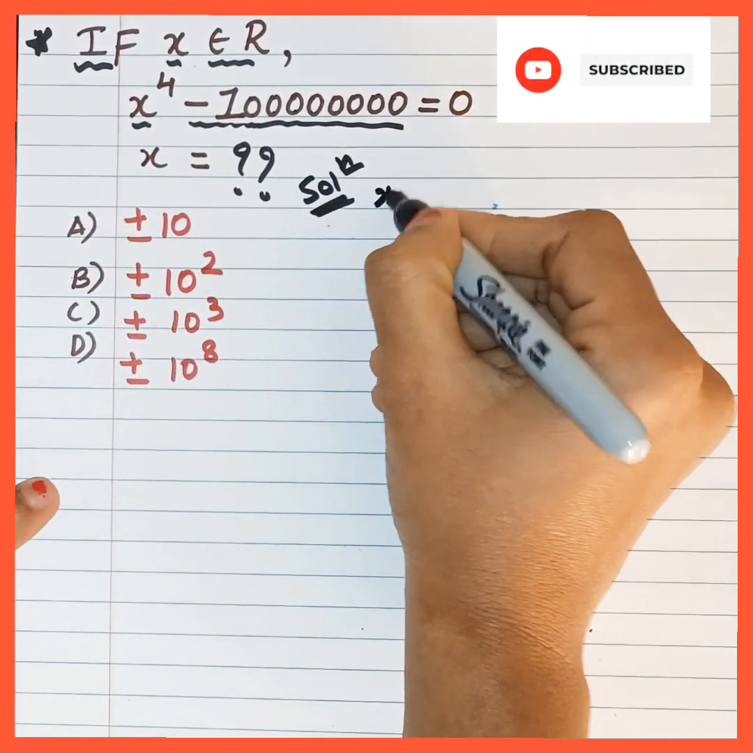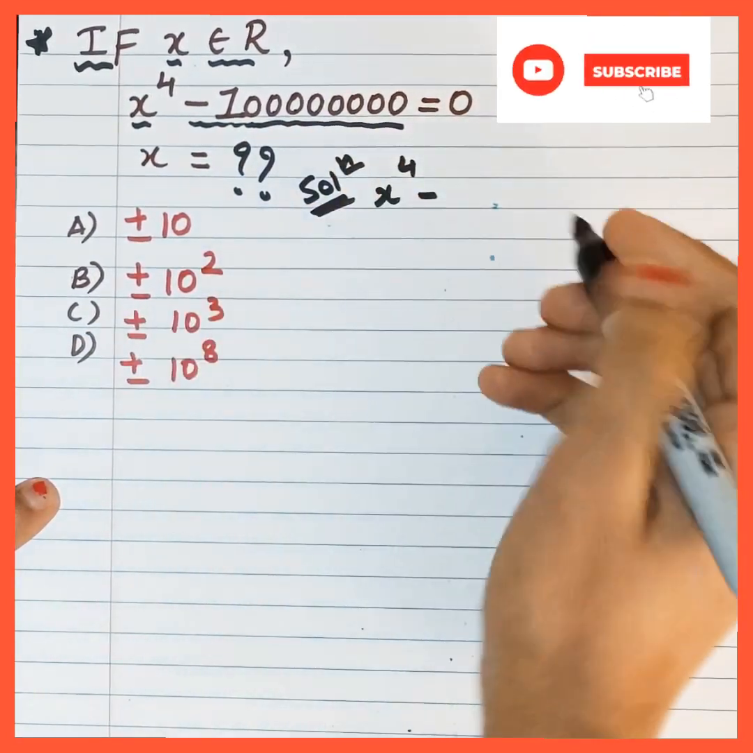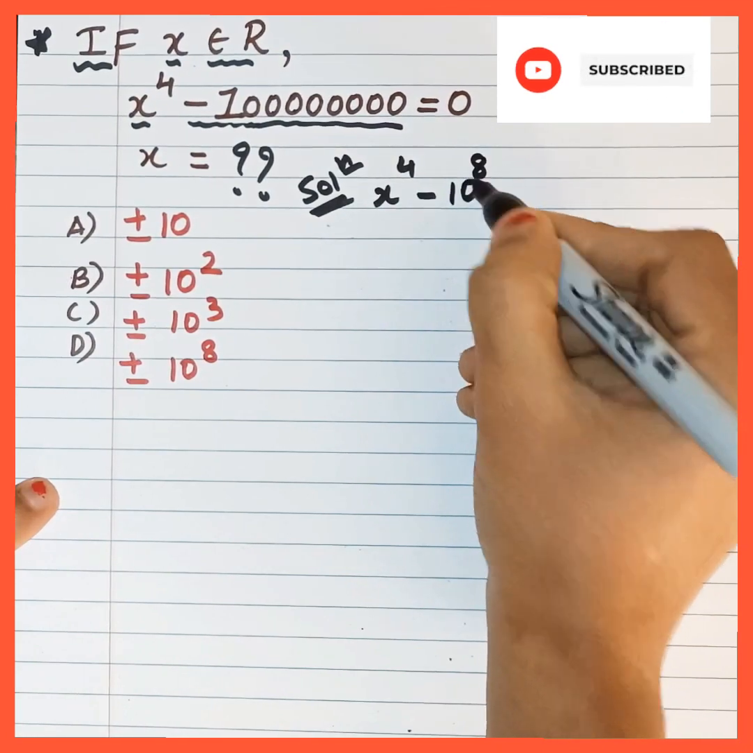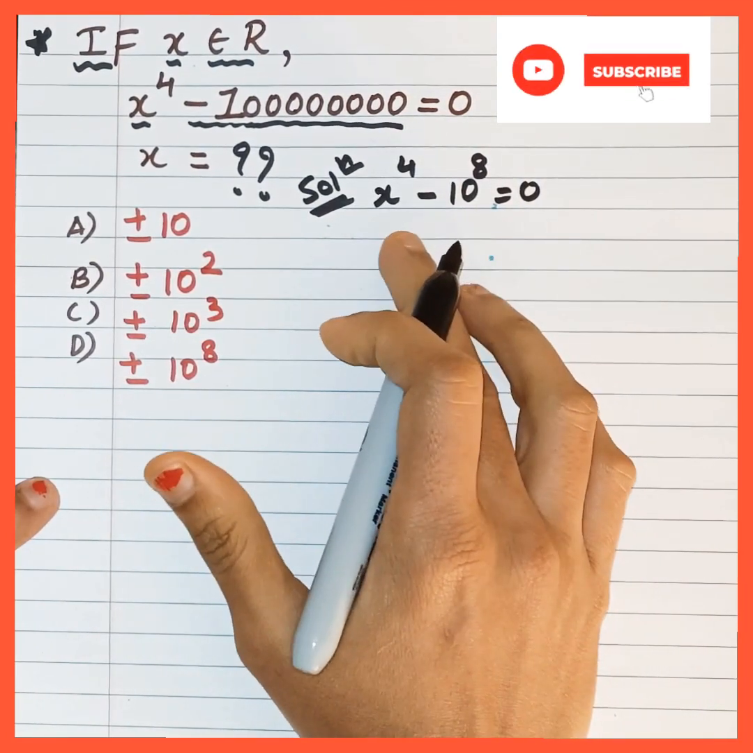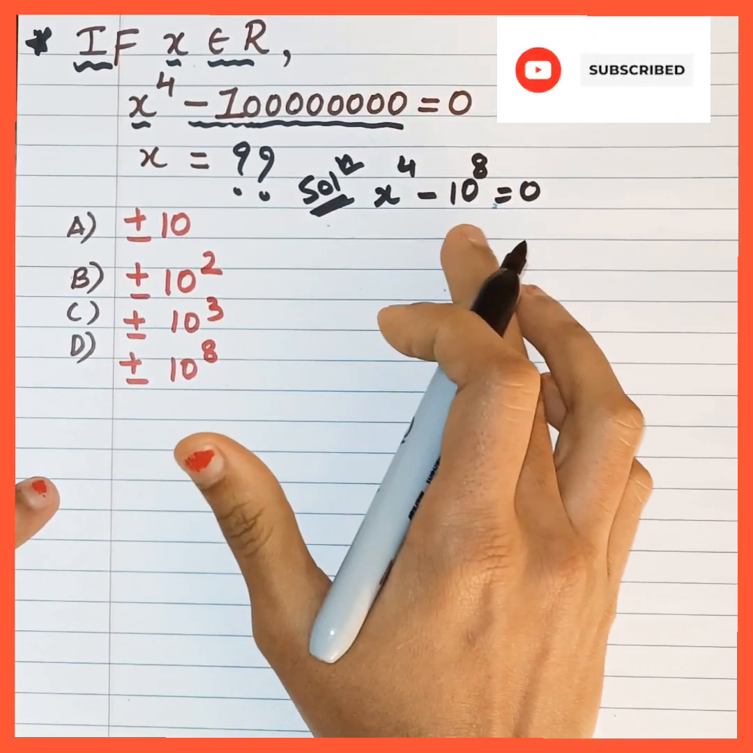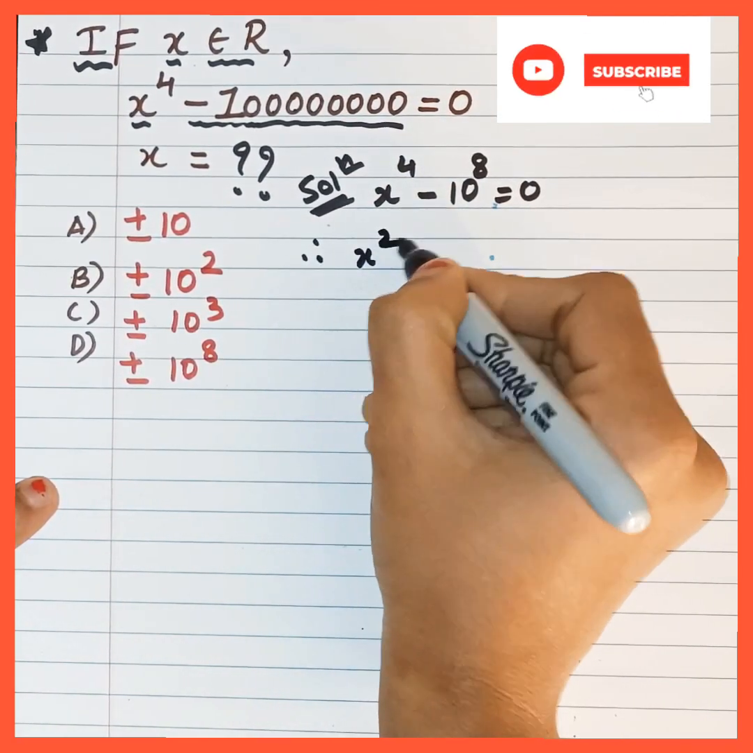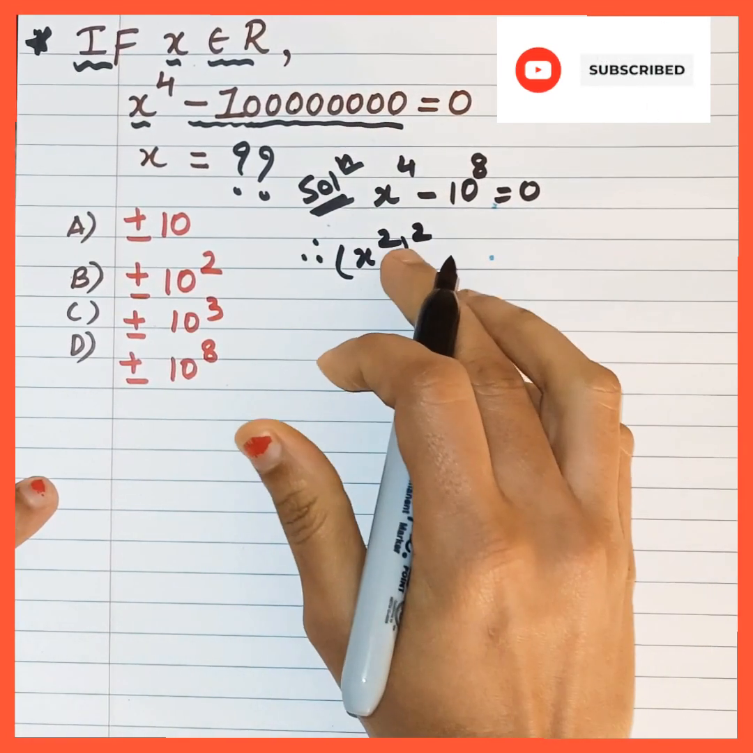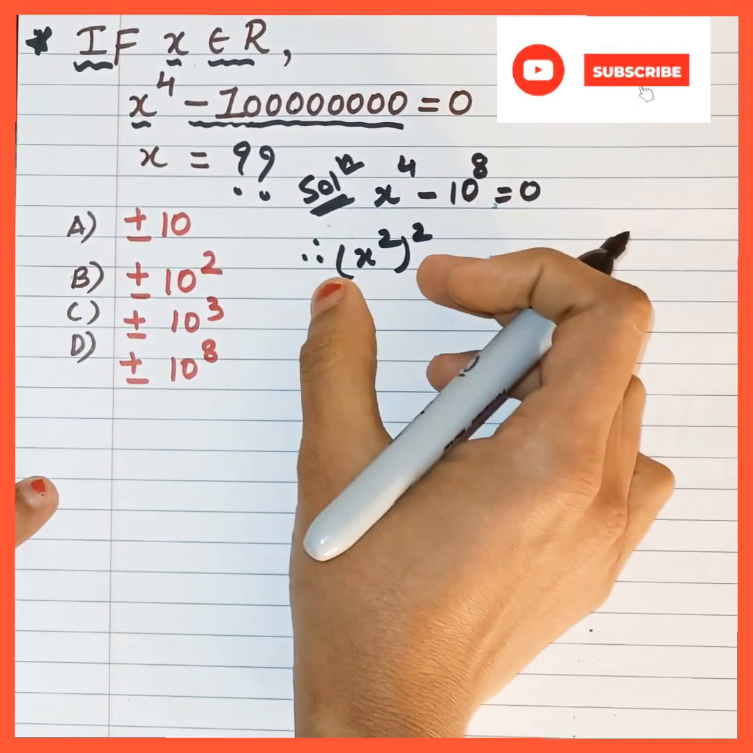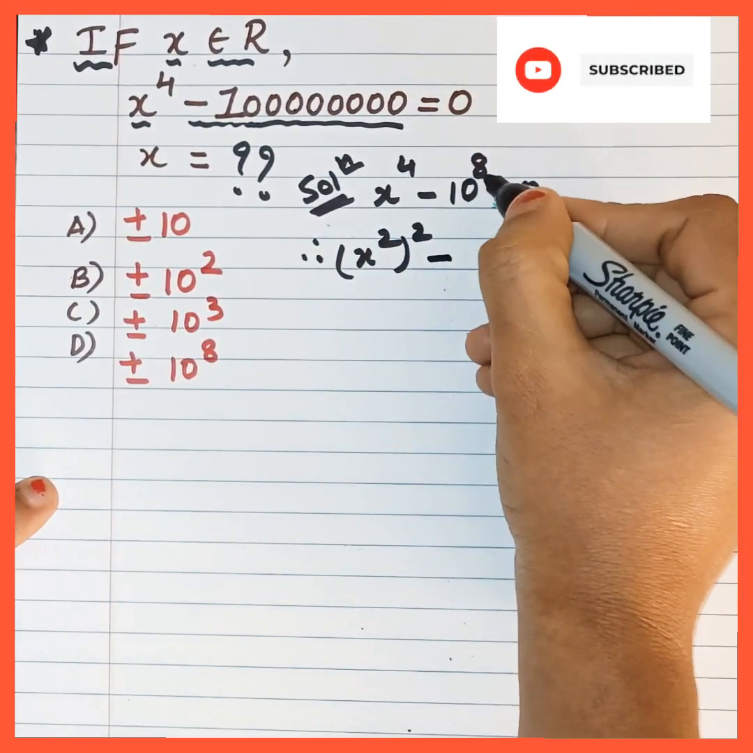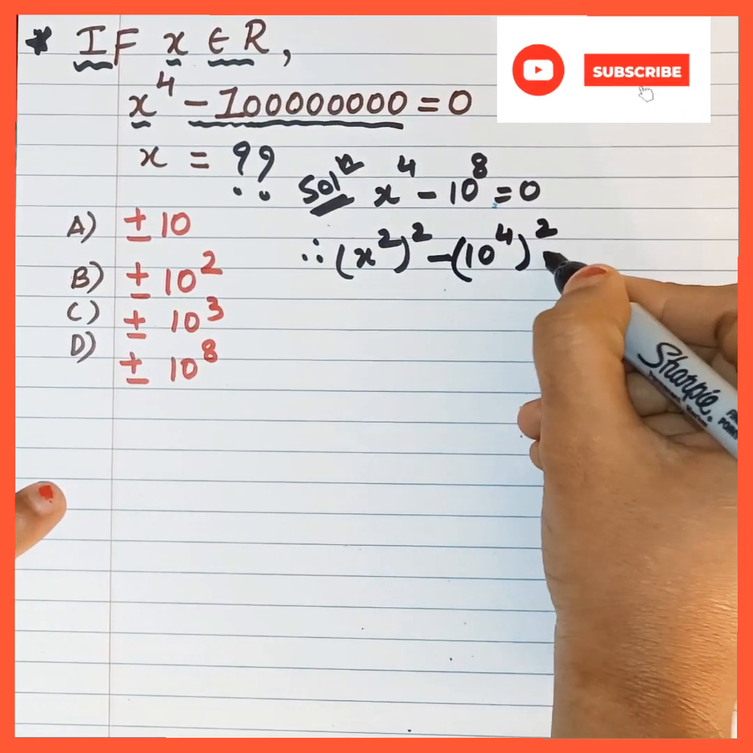The question is x raised to 4 minus 1 with 0 eight times, so I am writing it as 10 raised to 8, and this is equal to 0. Now we can arrange this using the identity of a square minus b square. So I am writing x raised to 4 as x square whole raised to 2, and 10 raised to 8 as 10 raised to 4 and then square of it, equal to 0.